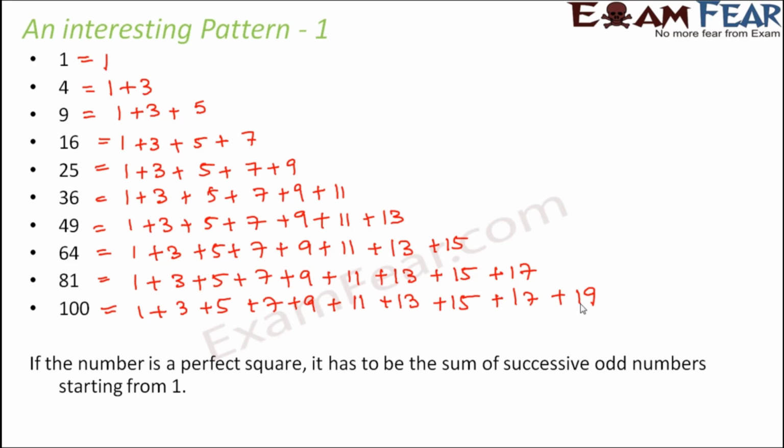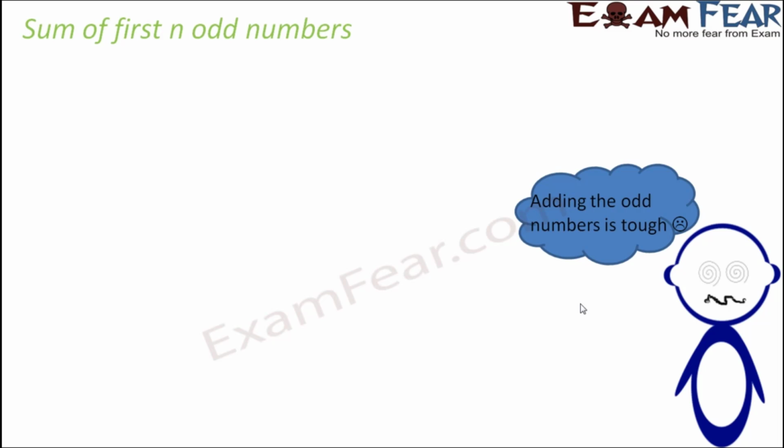So the generalized conclusion is that if a number is a perfect square, it has to be the sum of successive odd numbers starting from 1. The bigger the number is, the bigger the sum would be. If the number is in thousands, it would be the sum of some first n odd numbers. Now you might ask, how do we find out the sum of first n odd numbers? What is n? n is the number of odd numbers. As the perfect square value increases, the value of n also increases, right? That's what we see in this list.